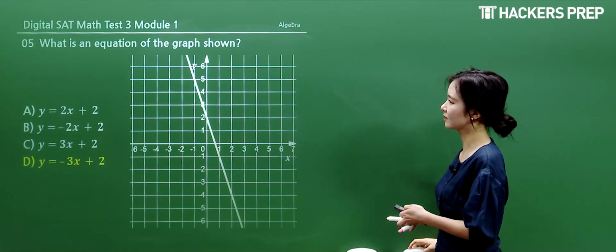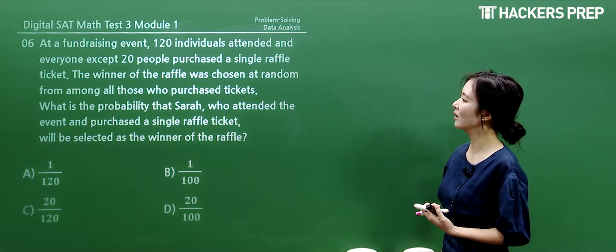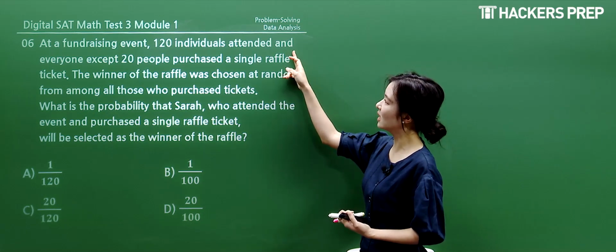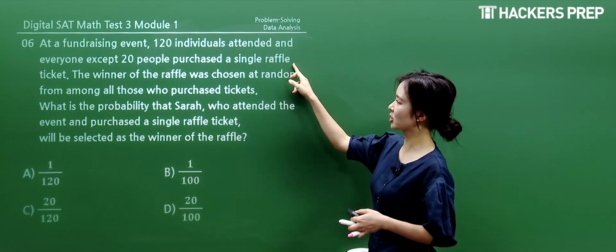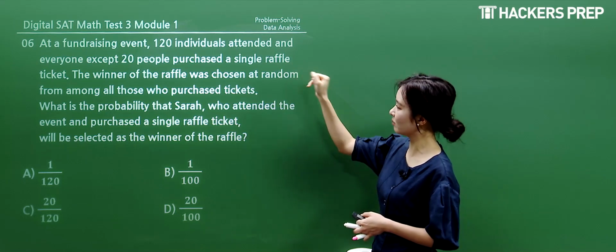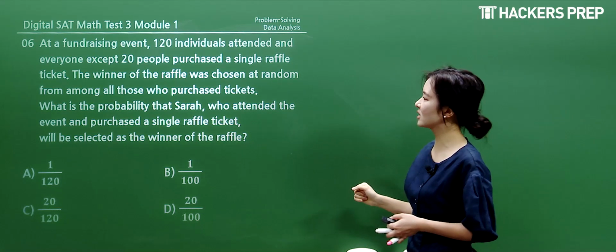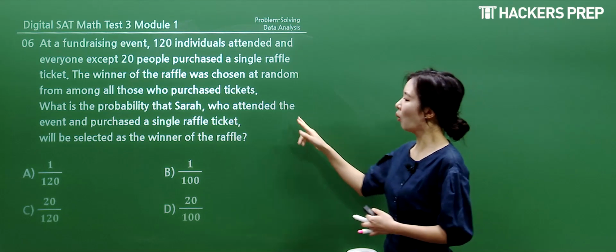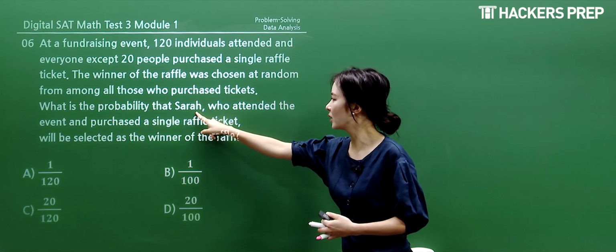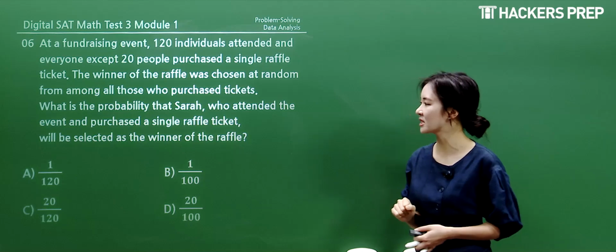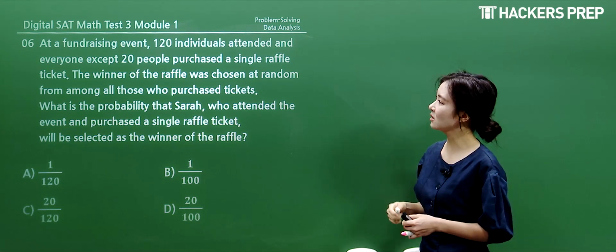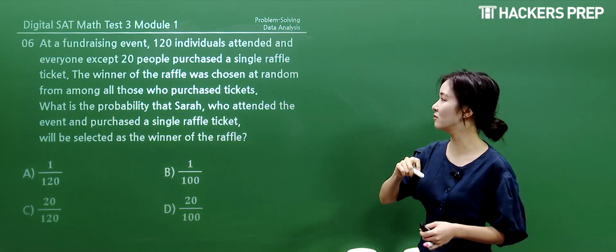Okay, question 6. At a fundraising event, 120 individuals attended, and everyone except 20 people purchased a single raffle ticket. The winner of the raffle was chosen at random from among all those who purchased tickets. What is the probability that Sarah, who attended the event and purchased a single raffle ticket, will be selected as the winner of the raffle? So let's take a look. There were a total of 120 individuals.